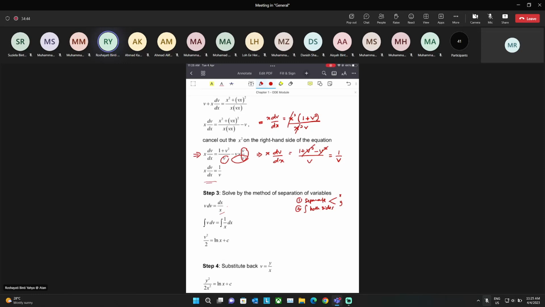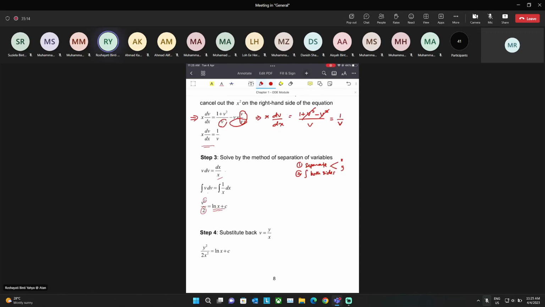And then you need to integrate both sides. So you integrate v to become v squared over 2, and then you integrate 1 over x to become ln x, again plus c. Then step number 4, substitute back your v equal to y over x. So just now we have v squared over 2 equal to ln x plus c. So v you substitute back as (y over x) squared over 2 equal to ln x plus c. So this becomes y squared over x squared, 2, equal to ln x plus c.